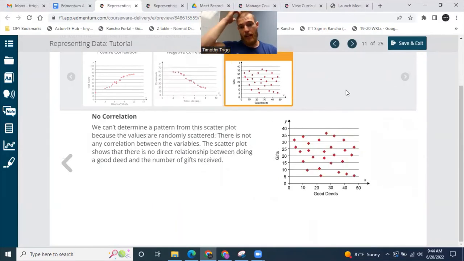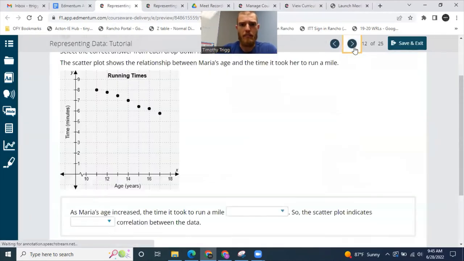And then you may see data like this, where there doesn't seem to be any pattern at all. We call this no correlation. So there's no correlation in this example between good deeds and gifts. Okay, it's kind of sad.